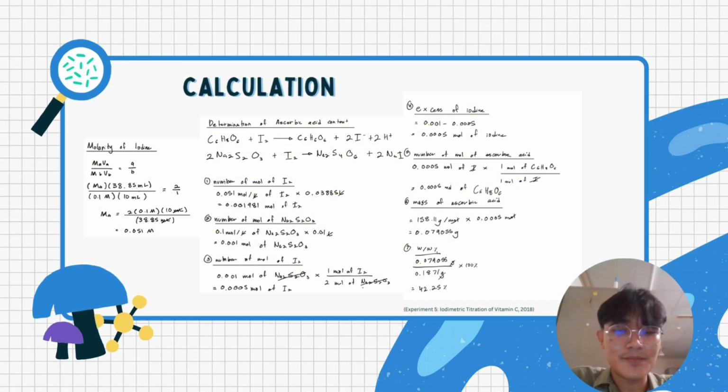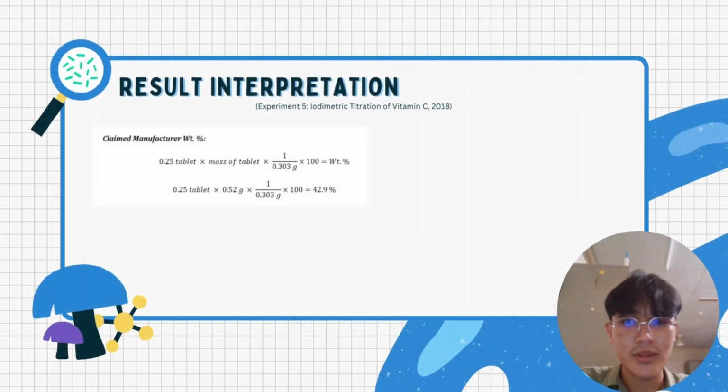With that, we can calculate the weight over weight of the ascorbic acid by dividing it with the mass of the tablet, which gives 42.25%. Lastly, we will go on to the result interpretation. The manufacturer claimed that there is 42.9% of vitamin C in the tablet. From our titration and calculation, we can determine that what the manufacturer said is true, since from our calculation, we got 42.25%.